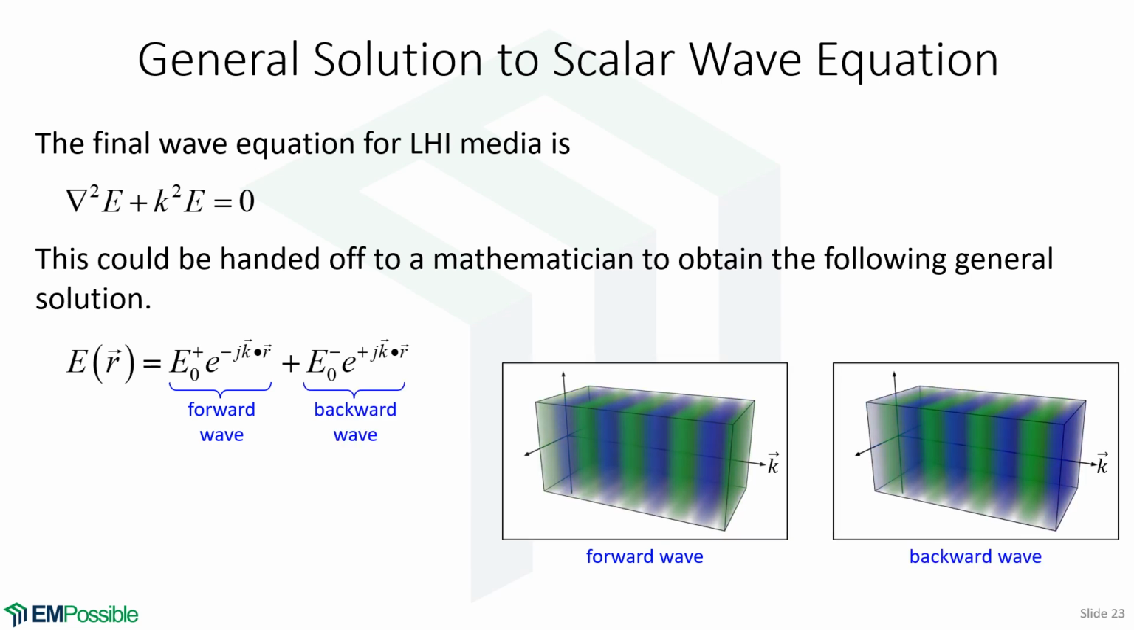Now, similarly, the other term is the backward propagating wave. And so the negative superscript indicates this is the complex amplitude of the backward wave. Since we're using the negative sign convention, a positive inside of our complex exponential means there's a wave traveling in the negative k direction.